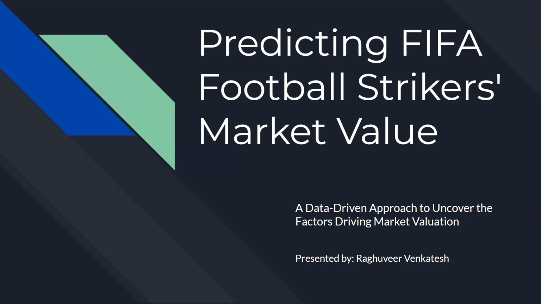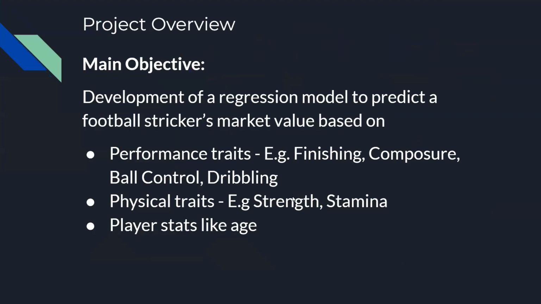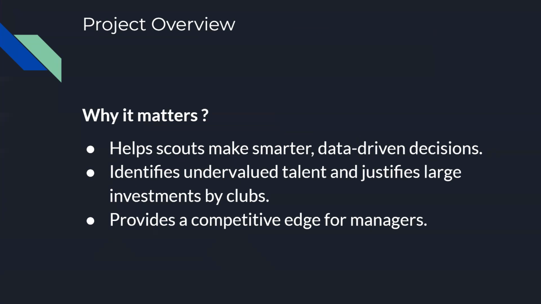So today we'll be looking at what determines a FIFA football striker's market value. The main objective is to predict a football striker's market value based on their performance traits like finishing, ball control, dribbling, their physical traits like strength and stamina, and also other stats like their age. So why does this matter?